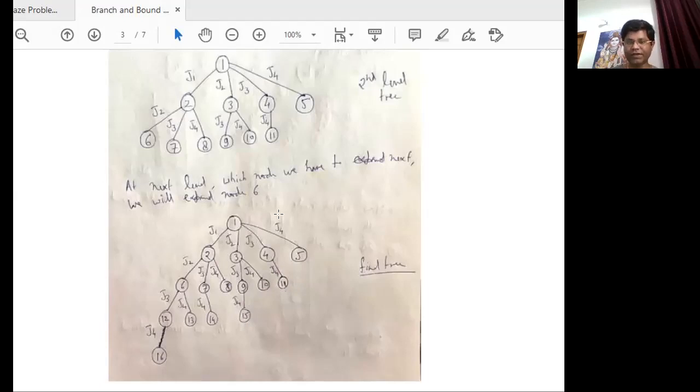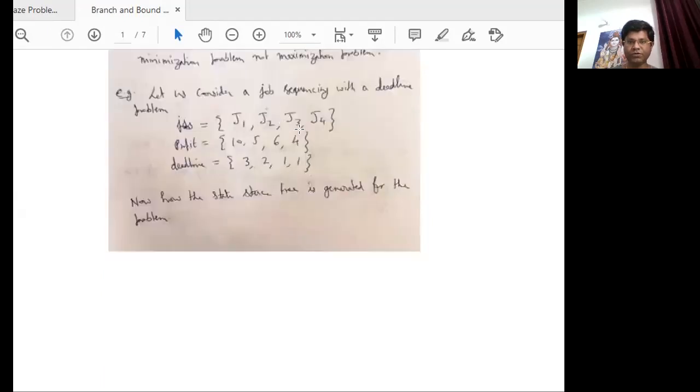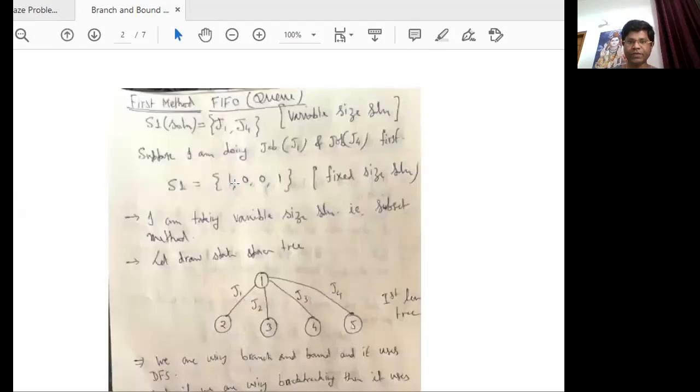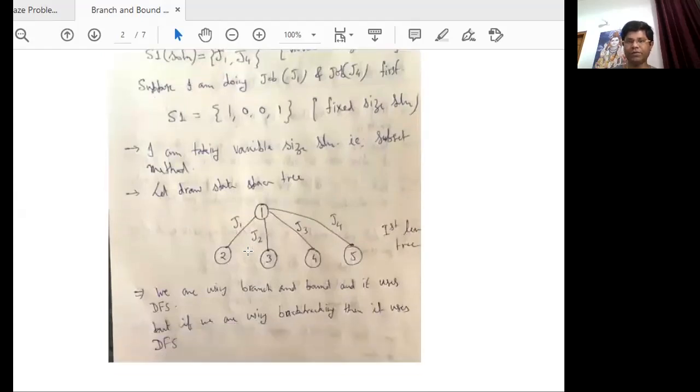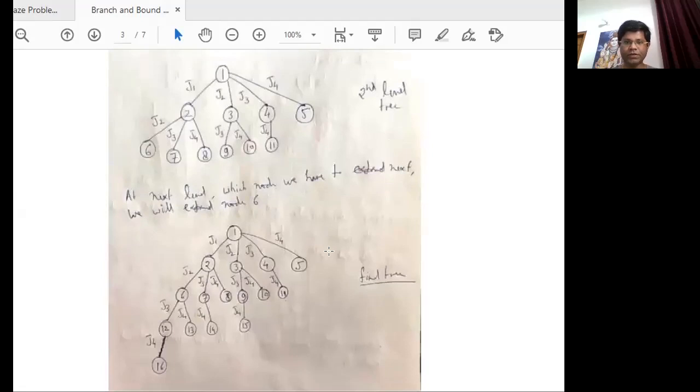So this is our final tree for the given problem, J1, J2, J3, J4. Initially our problem is J1, J2, J3, J4 with profit and deadline given, and we are assuming that our solution starts from J1, J4, meaning we did job J1 first and then job J4. So for the given problem using the Q method, we are constructing the state space tree. First we construct level 1, then level 2, and at level 3 our problem is solved.